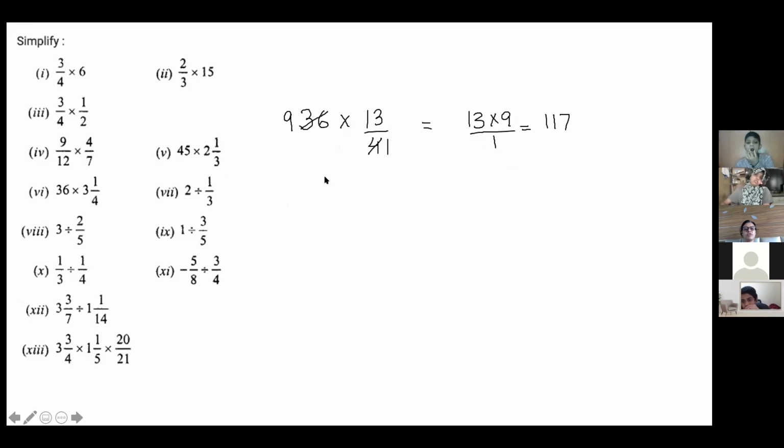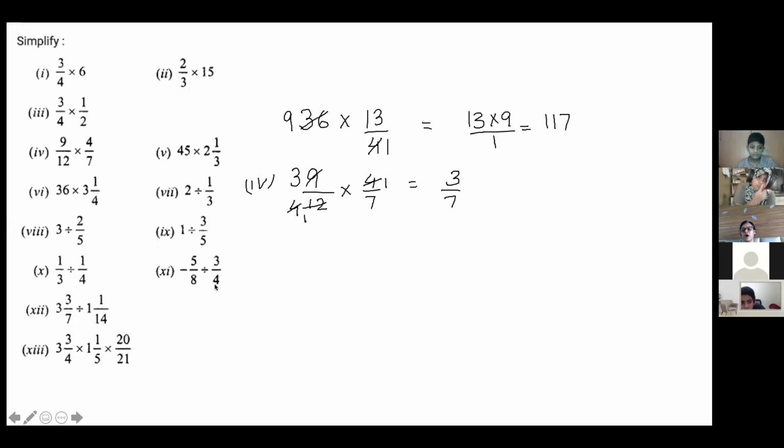Okay. Question number 4 I did just now. See, when I'm doing, just pay attention. Those who have not understood, pay attention. What will I do? 9 and 12, I can cancel it by 3. 3 threes are 9, 3 fours are 12. 4 ones are 4 and 4 ones are 4. So in the end, you are left with 3 by 7. So this is your fourth question. Okay. Those who have completed, start with division 1.